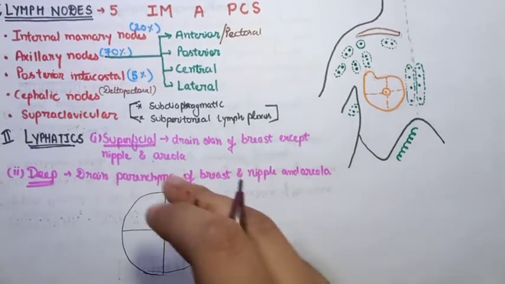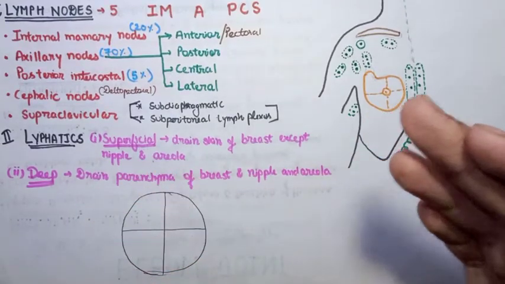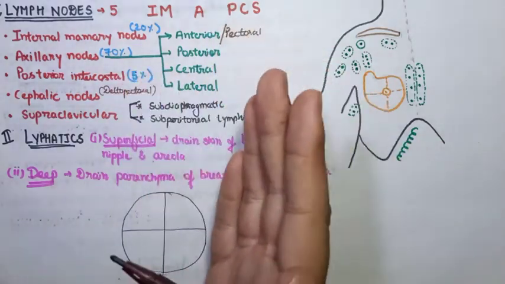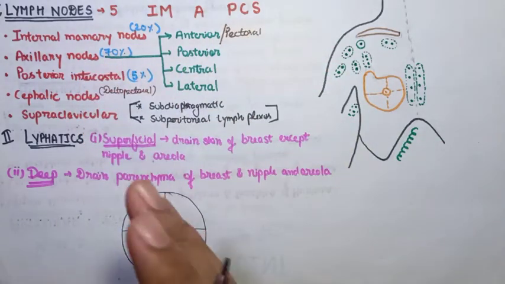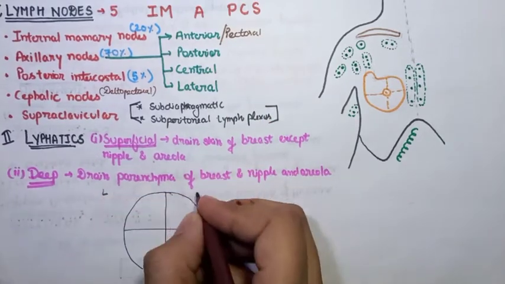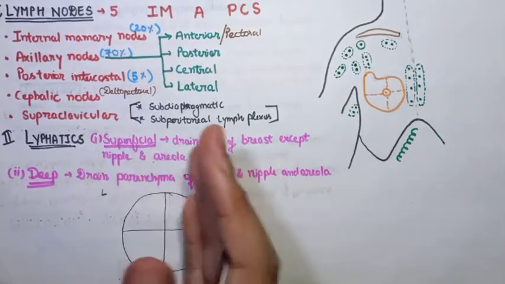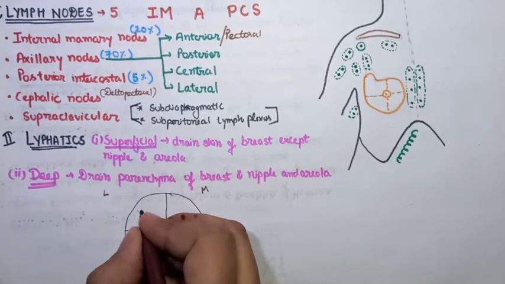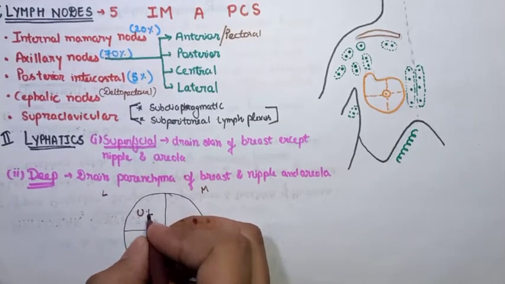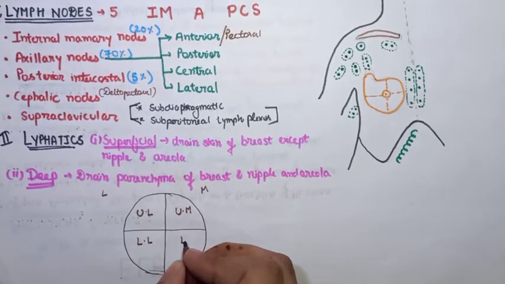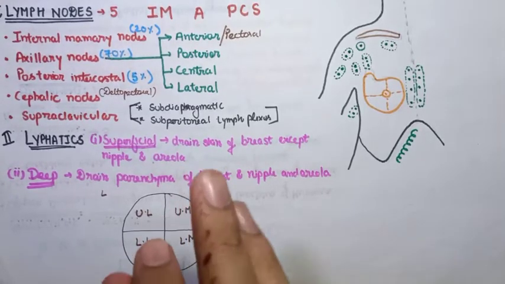Suppose this circular part signifies the breast, and we divide the whole breast into 4 parts. Firstly, we divide into lateral and medial. Suppose this is the lateral side and this is the medial side. Now each part is divided into upper and lower. This will be upper lateral, this will be upper medial, this will be lower lateral, and this will be lower medial. I hope this part is very clear.